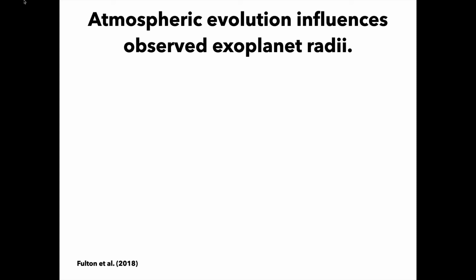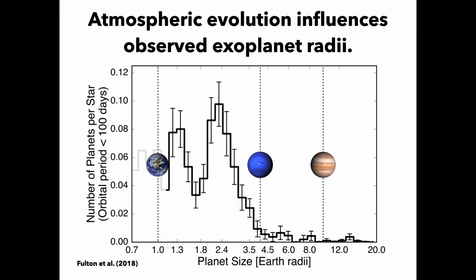Now, to briefly mention one consequence of atmospheric evolution, we can take a look at the histogram of observed exoplanet radii from B.J. Fulton's work done in 2018. What's being shown here is the average number of planets per star as a function of planetary size, and I've indicated the sizes of Earth, Neptune, and Jupiter for reference. And while you can see that the most common type of planet that's been discovered to date is something between the size of the Earth and Neptune, we can see that the distribution is pretty bimodal. And actually this has a lot to do with atmospheric evolution.